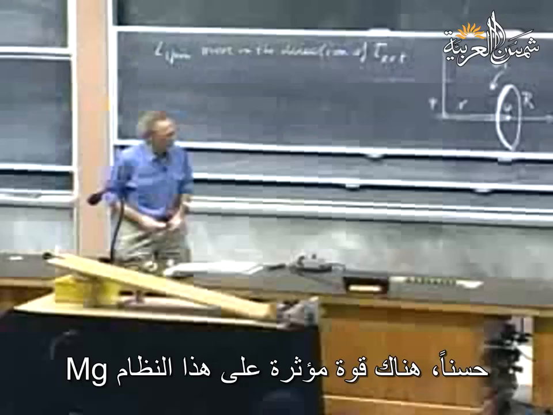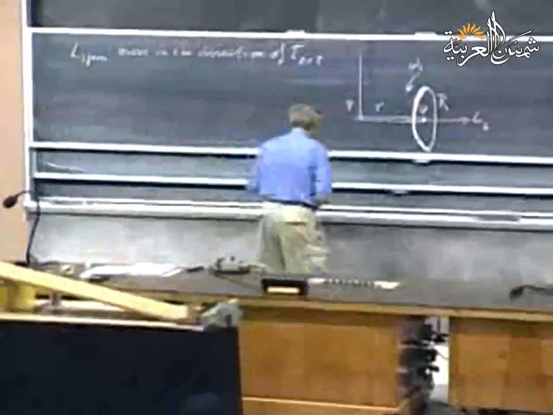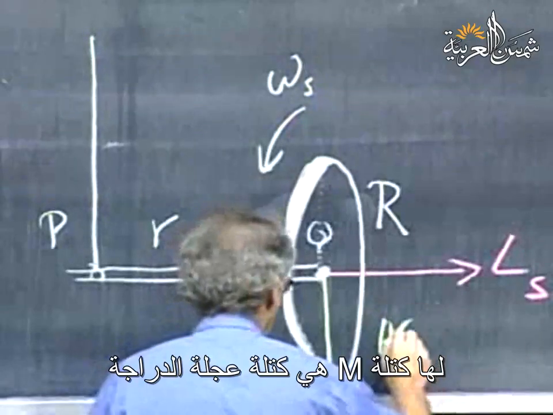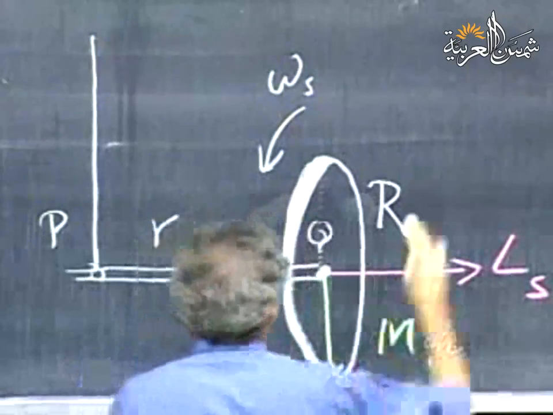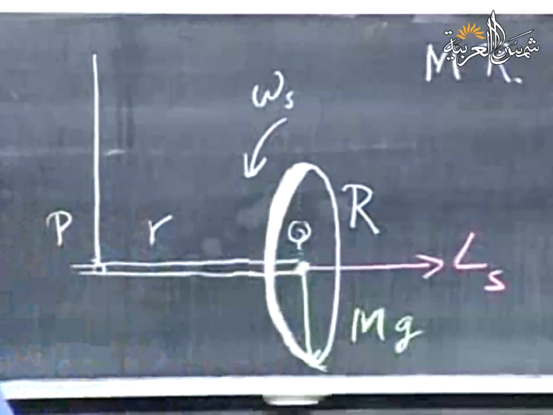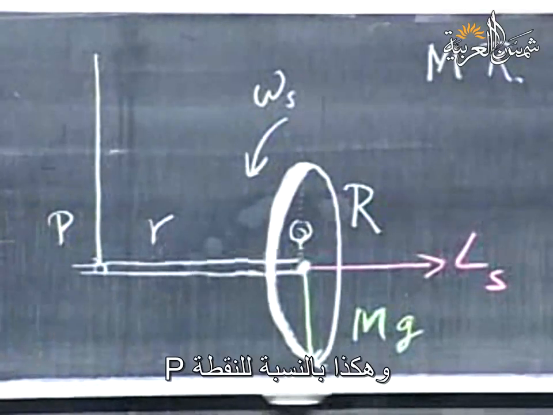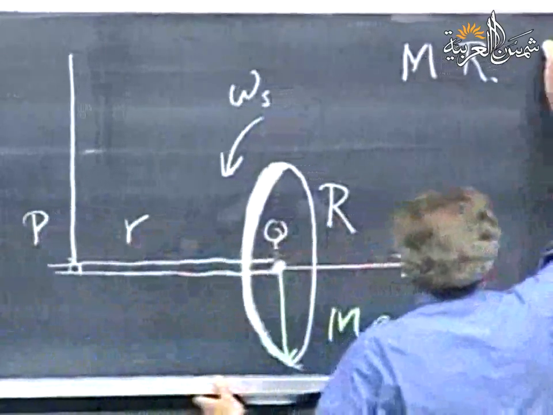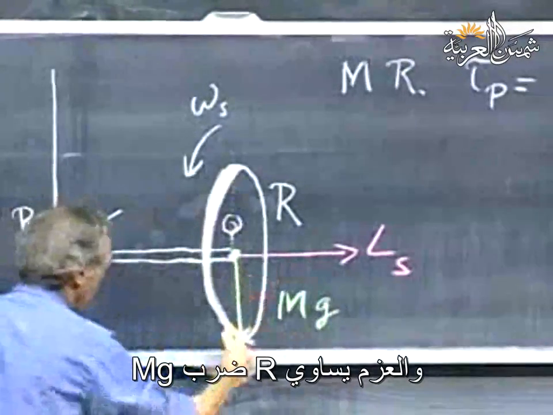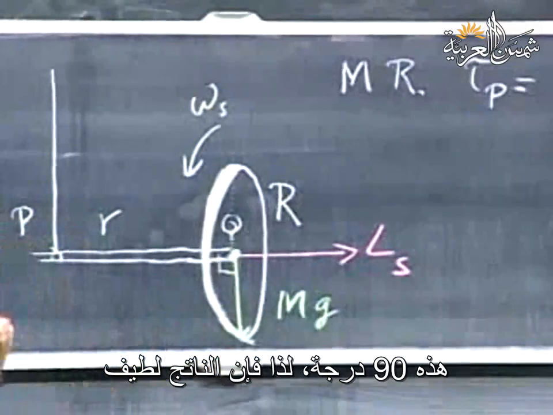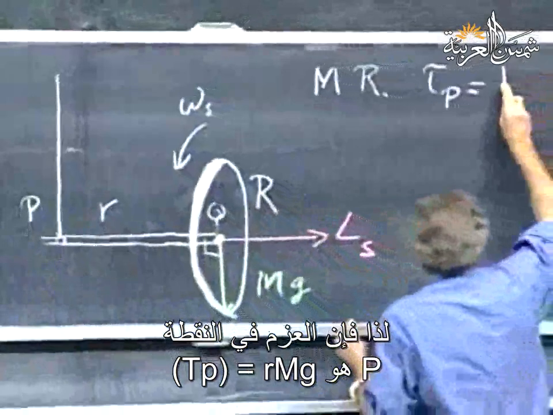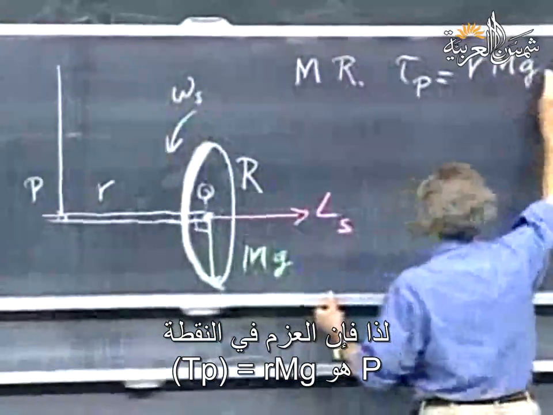Well, there is a force on this system, mg, and that force is in this direction. It has a mass m, the bicycle wheel, and it has a radius capital R, and this part is little r. So relative to point P, there is a torque. And the torque is R times mg. This is 90 degrees, so the cross product is nice. The sine of that angle is 1. So the torque relative to point P is R times m times g.